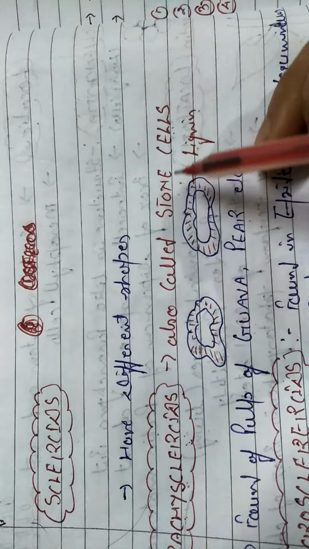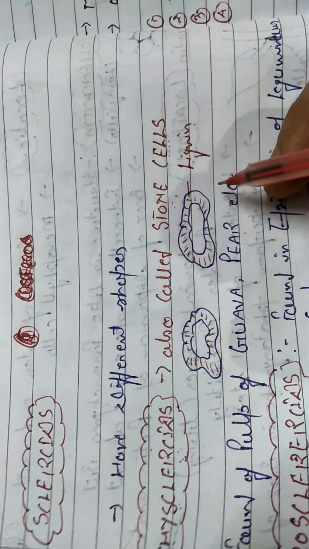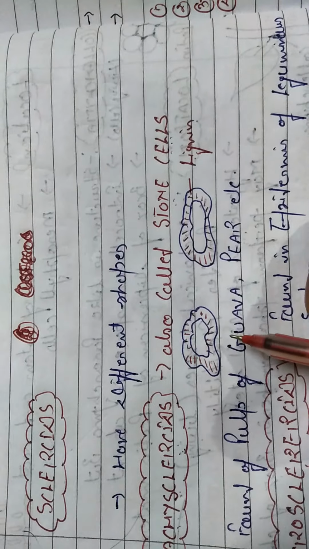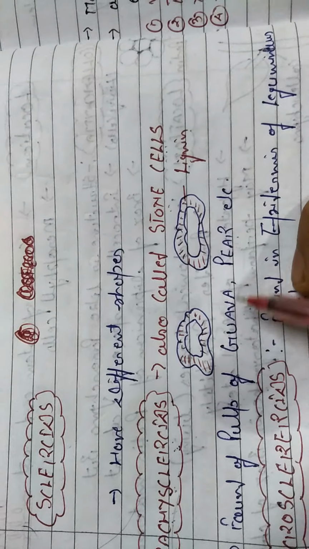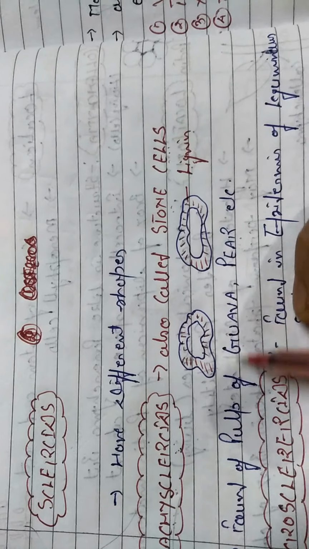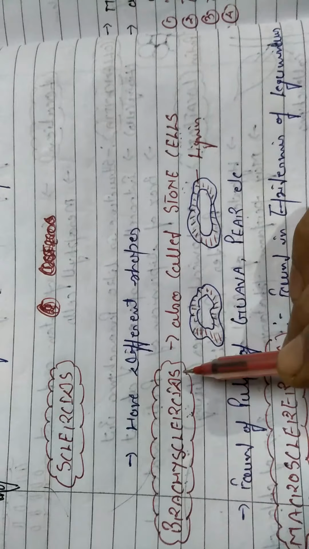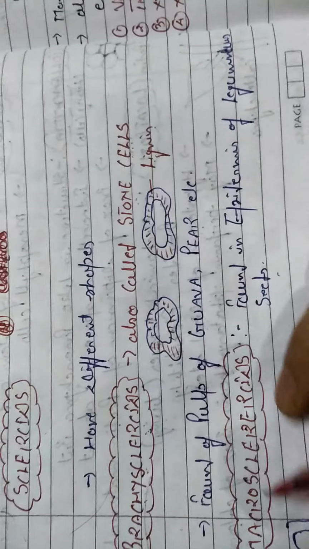First of all, brachysclereids. Brachysclereids are also known as stone cells. Why? Because they play a very important role in making the pulp of guavas and pears. The rigid part of the guava and the pear is made up of brachysclereid cells.